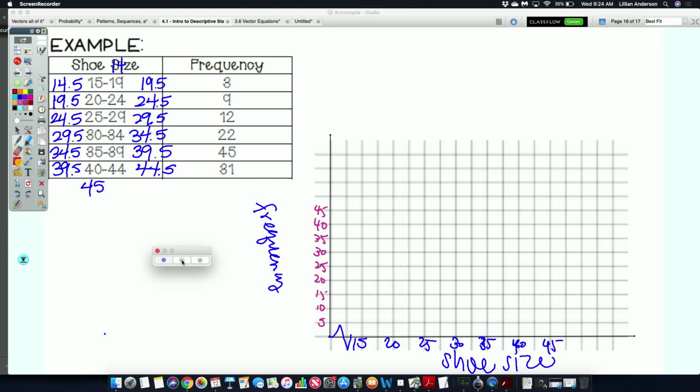All right, so right before 15 and then right before 20 at a height of 3. Right before 20 and right before 25, you'll have a height of 9. And so on and so forth. So you guys should be getting this graph. All your bars should be staggered a little bit before your 20, your 25, your 30, your 35.